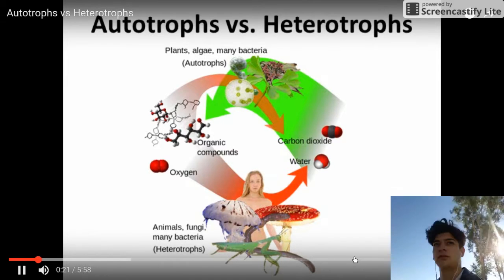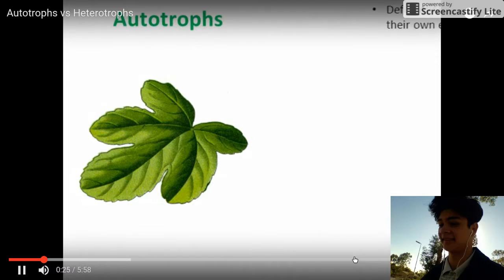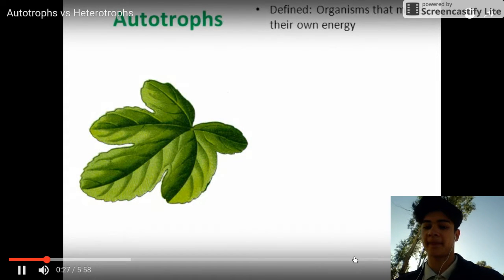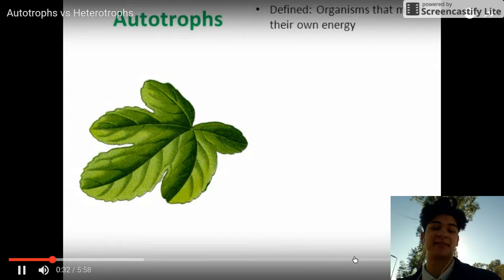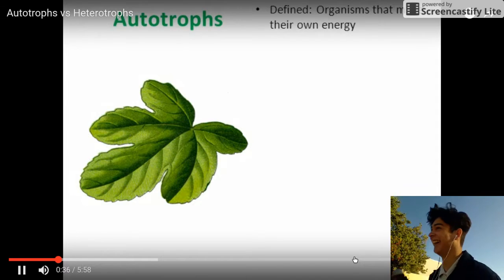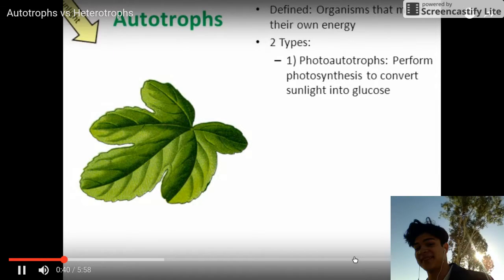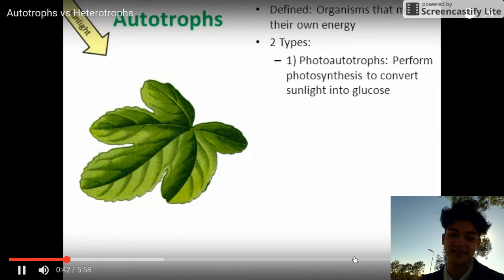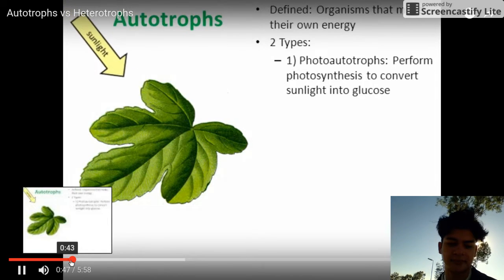So let's start with the autotrophs. When you look at the basic definition of an autotroph, they are organisms that can make their own energy. Now there's two kinds of autotrophs. However, one of them we're more familiar with, and one might be a little mysterious. So the first type of autotroph I'd like to mention are called photoautotrophs. These are the ones that use sunlight to do photosynthesis. Plants are a great example.